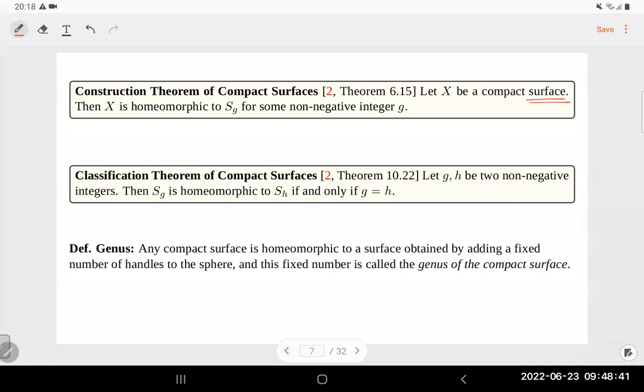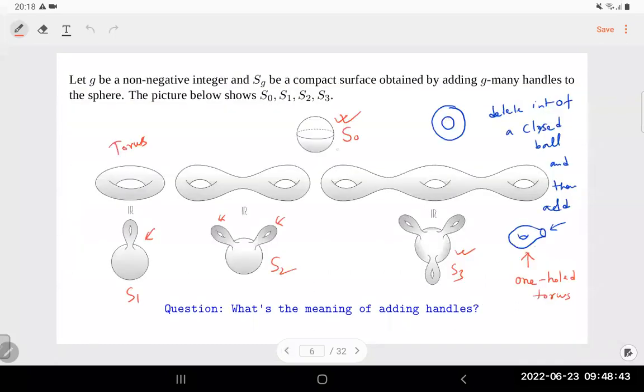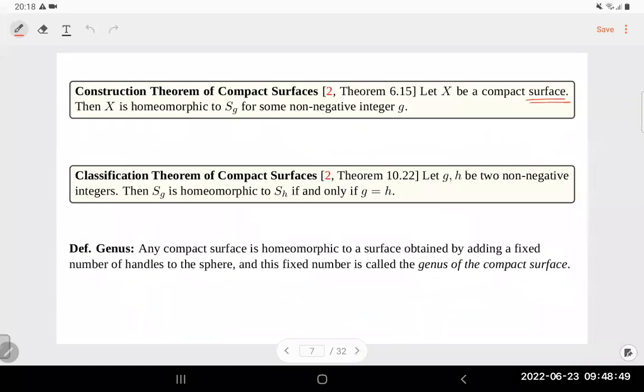So as I mentioned here, S0 is this one, S1 is this one, S2 is this one. For some G, X is homeomorphic to some SG. All right, so this is the construction theorem. And the second theorem is the classification theorem. If you are given two compact surfaces, how do you distinguish them?